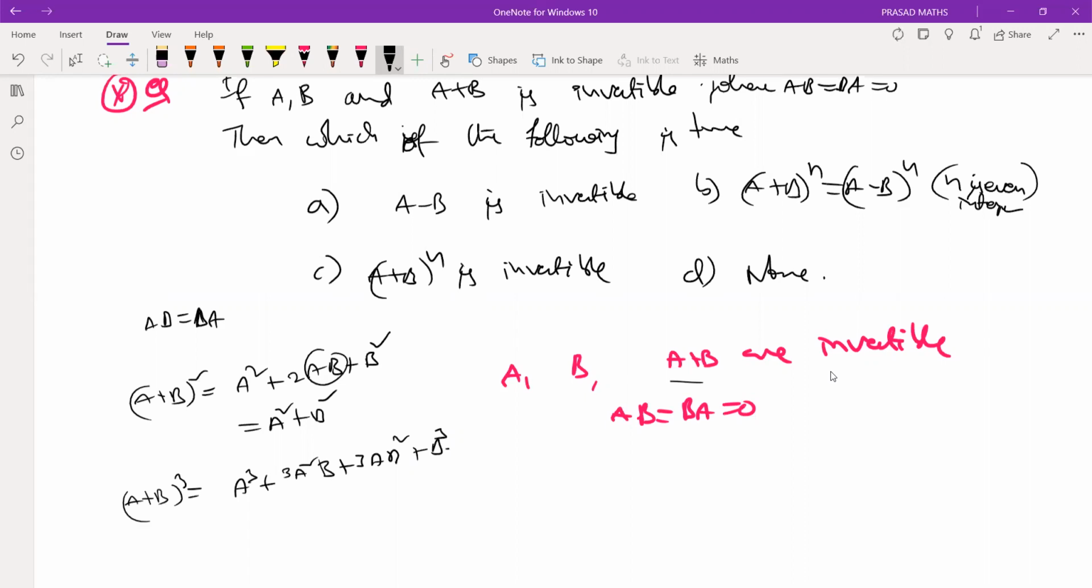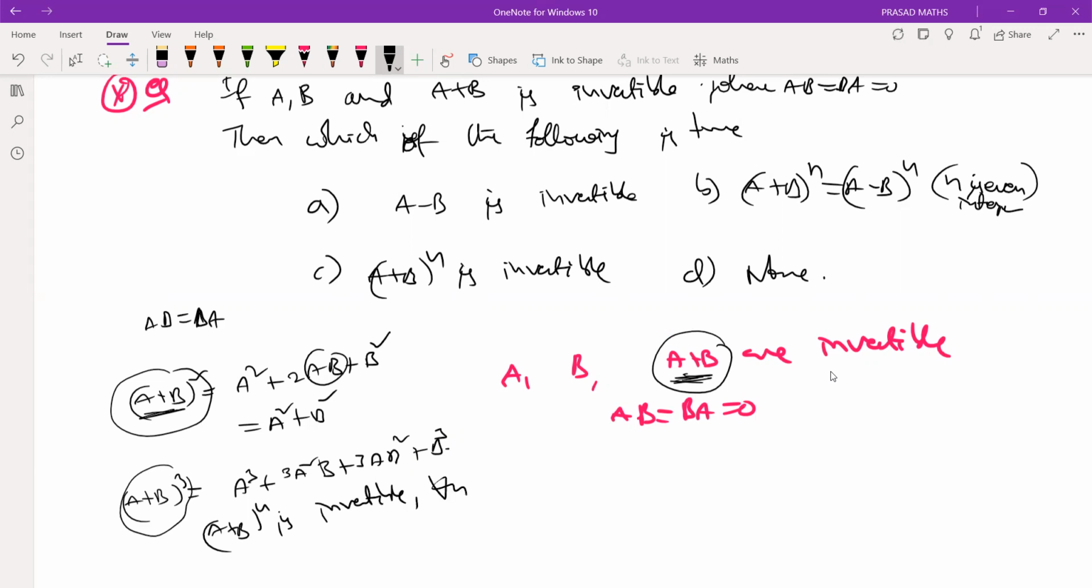What you observe is that what you're given is A plus B is invertible. A plus B invertible means what? Product of invertible matrices is invertible. This is invertible, right? Similarly, this is invertible, right? By induction, (A plus B) whole power n is invertible for every n. Therefore, this option is true. Okay, the first option is true, right?